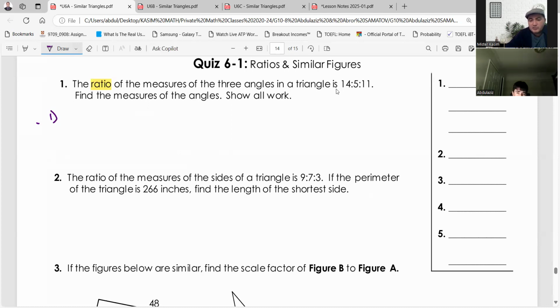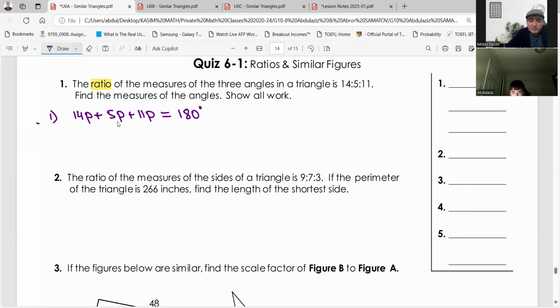Since they are in this ratio, here we have 14p plus 5p plus 11p. P is the number of units. You can use p or q or r or x, anything, but I like to use p. So that should be equal to 180 degrees, because the sum of the interior angles of any triangle is 180.